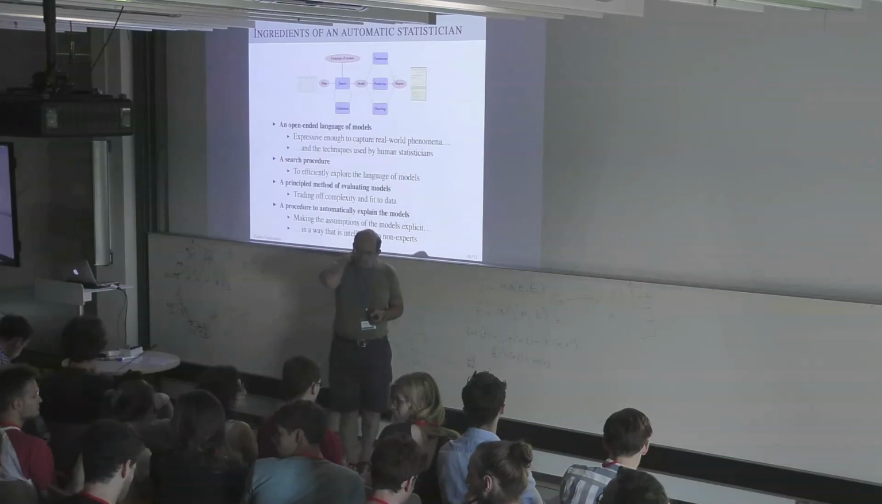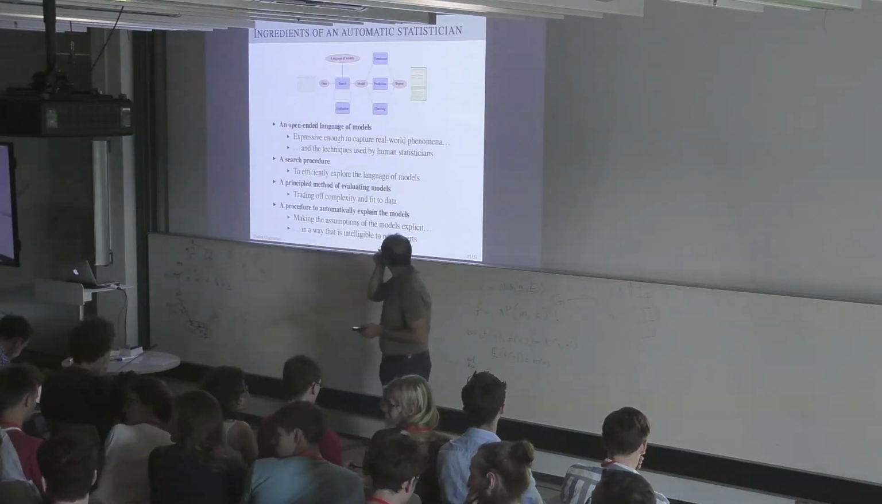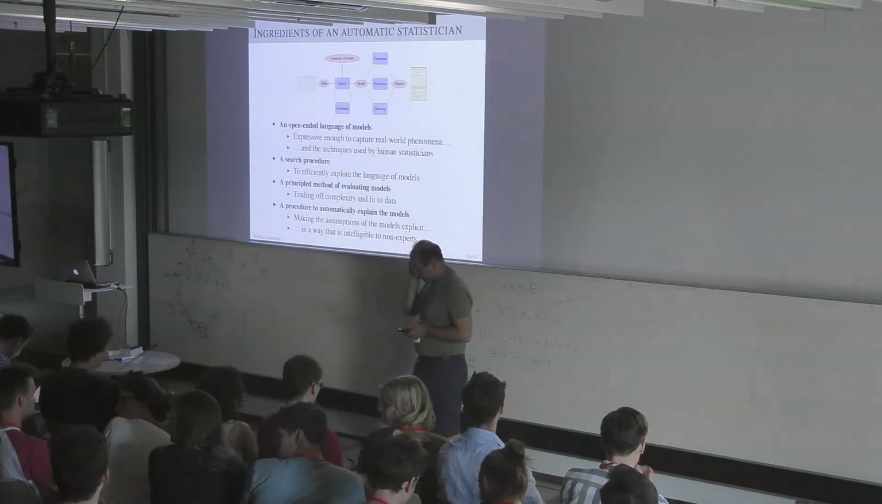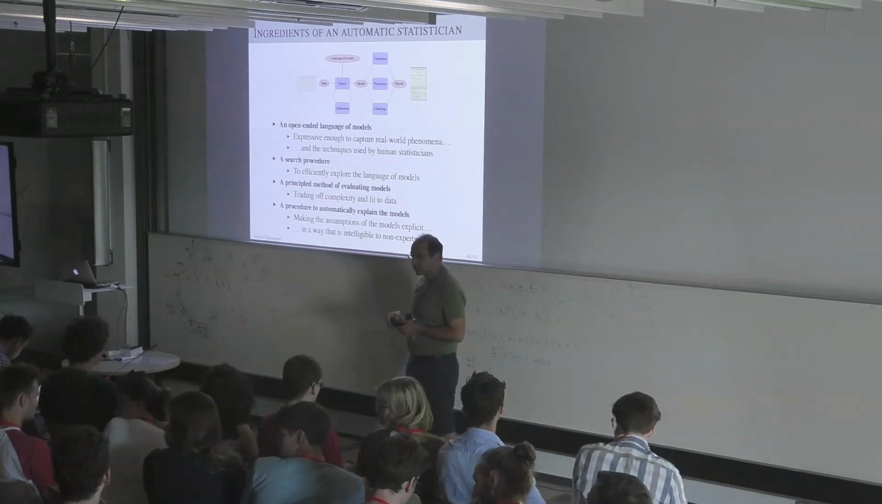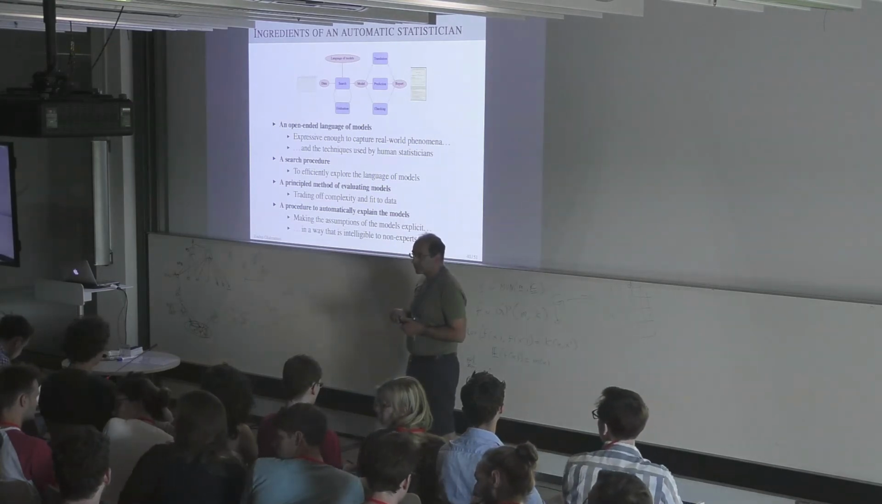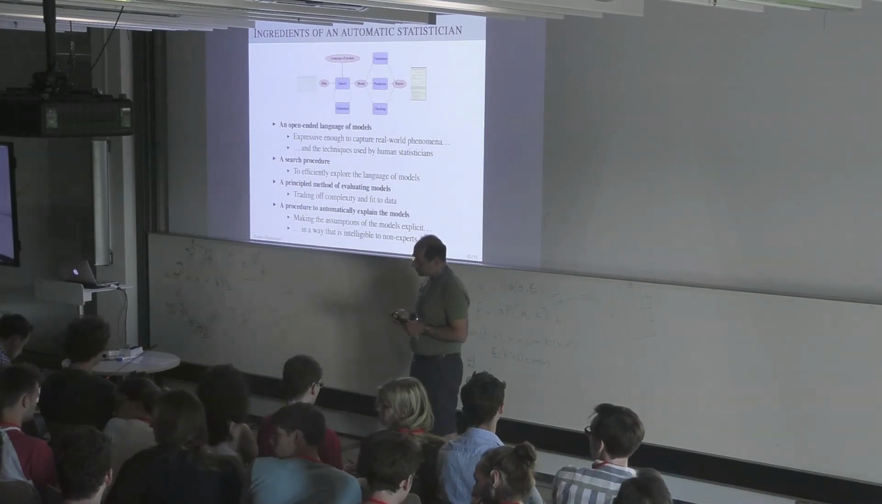With the automated statistician, you're searching through this very large space of possible models. And you mentioned that you're somehow doing this evaluation. Could you talk just a little bit on how you trade off complexity?